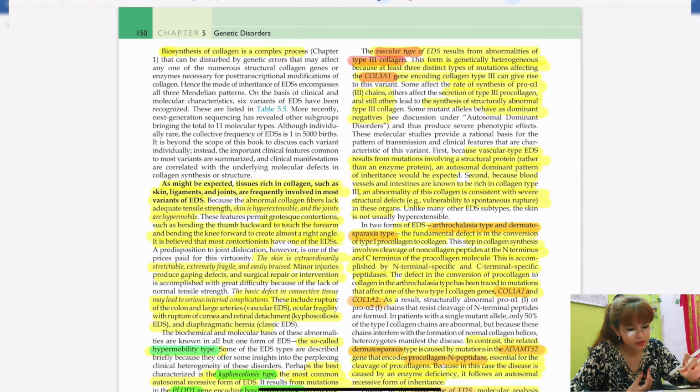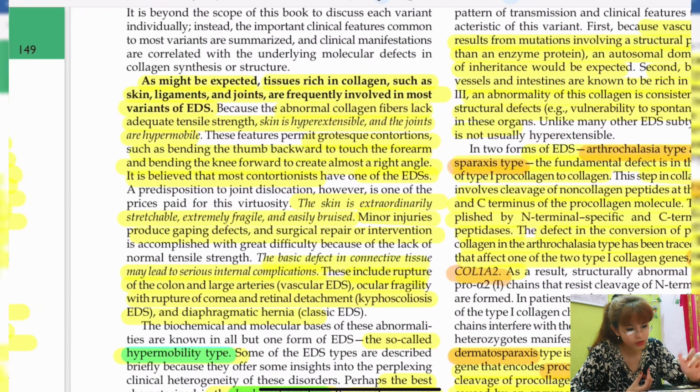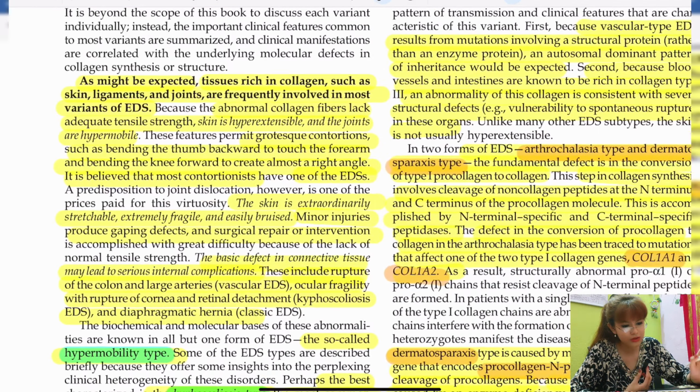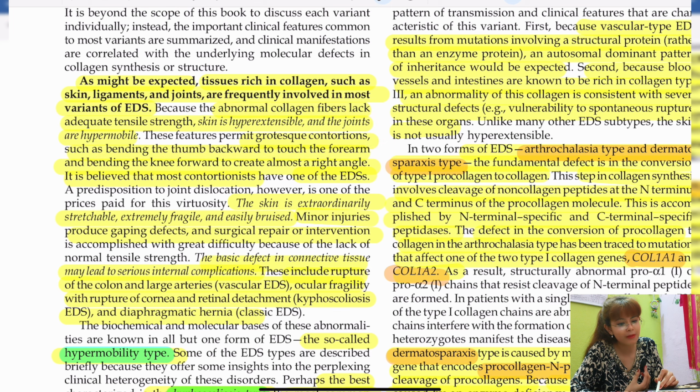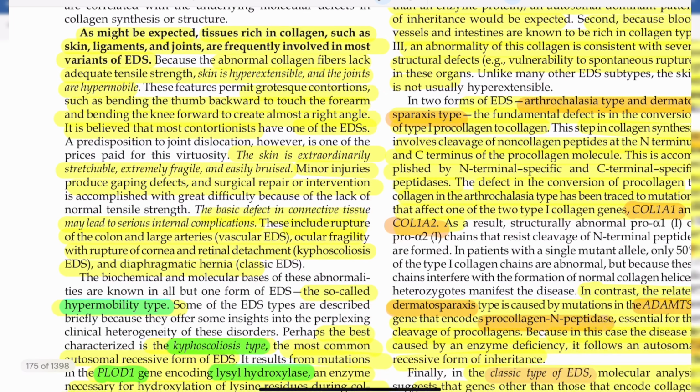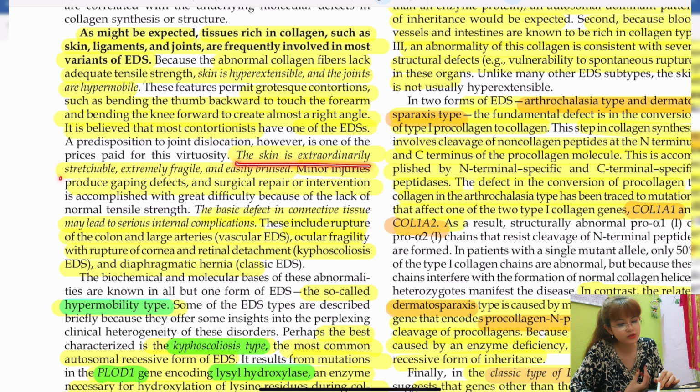Now you know that the biosynthesis of collagen is a complex process. Tissues which are rich in collagen, like skin, ligaments and joints, are frequently involved. The abnormal collagen lacks tensile strength, and therefore the skin is hyperextensible and the joints are hypermobile. These features permit grotesque contortions such as bending of the thumb backward to touch the forearm and bending of the knee forward almost at a right angle. The skin is extraordinarily stretchable, extremely fragile and easily bruised.